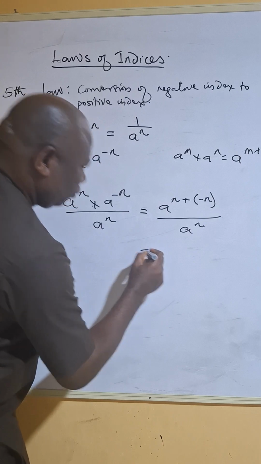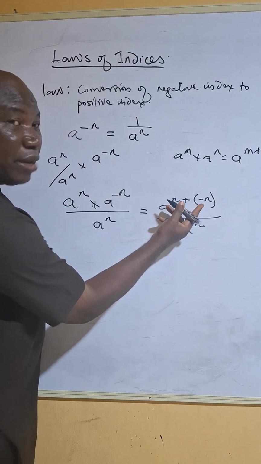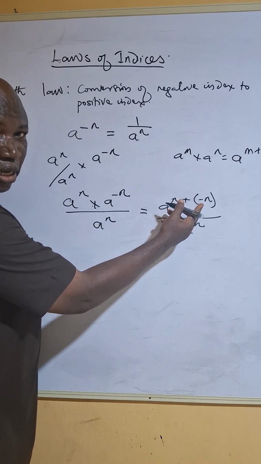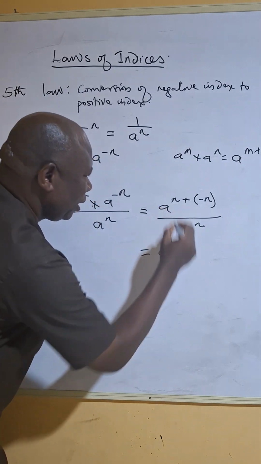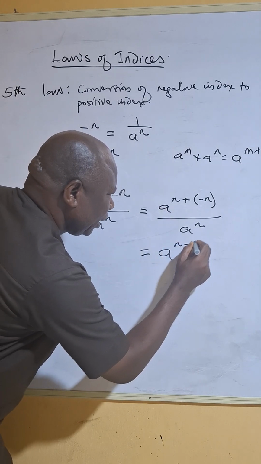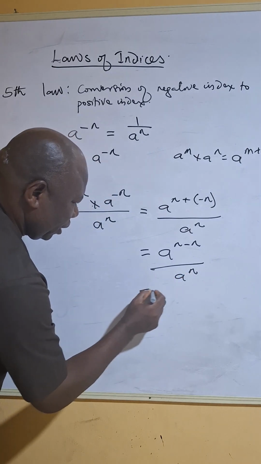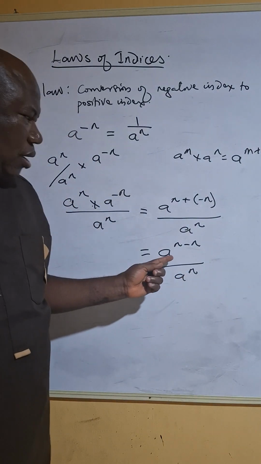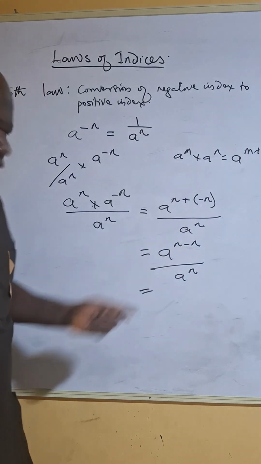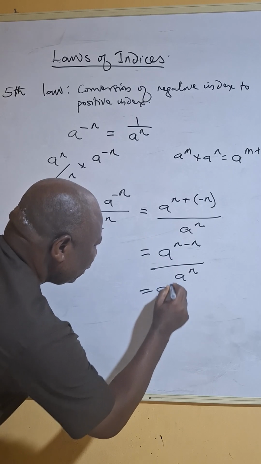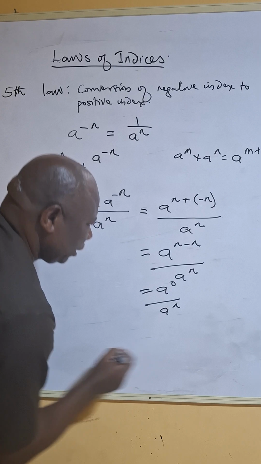If you use this plus to multiply minus, you and I know that it will give us minus. So we have a raised to power n minus n, all over a raised to power n. And n minus n will give us 0. So we have a raised to power 0 all over a raised to power n.